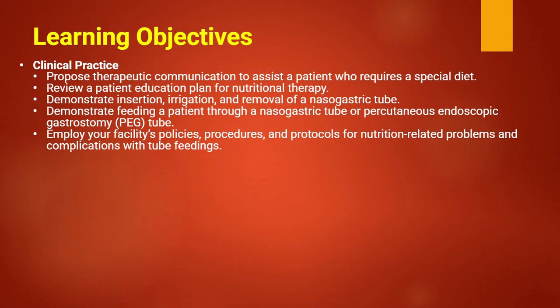The clinical practice learning objectives include: propose therapeutic communication to assist a patient who requires a special diet. Review a patient education plan for nutritional therapy. Demonstrate insertion, irrigation, and removal of a nasogastric tube. Demonstrate feeding a patient through a nasogastric tube or percutaneous endoscopic gastrostomy, PEG tube. Employ your facility's policies, procedures, and protocols for nutrition-related problems and complications with tube feedings.